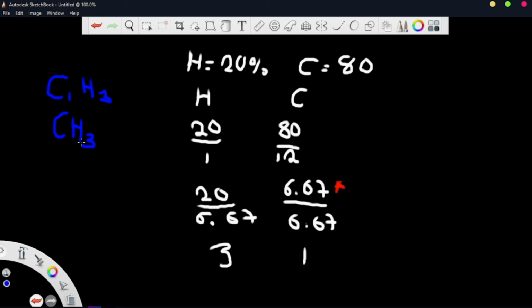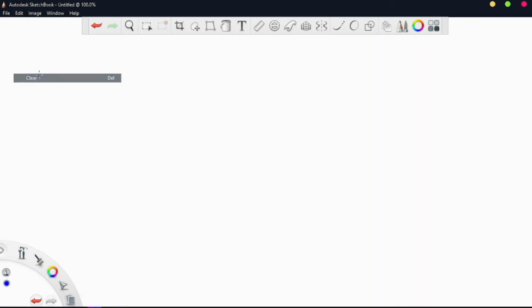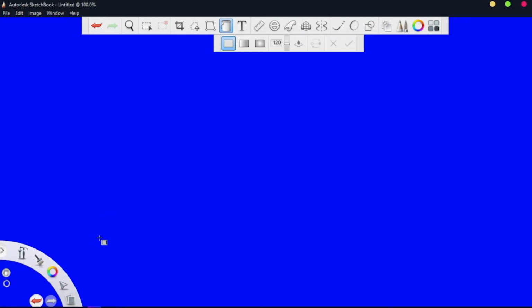So now let's try another example, except we're just going to have something a bit bigger. Let me just clear all of this. Sorry, let me get the background to black.